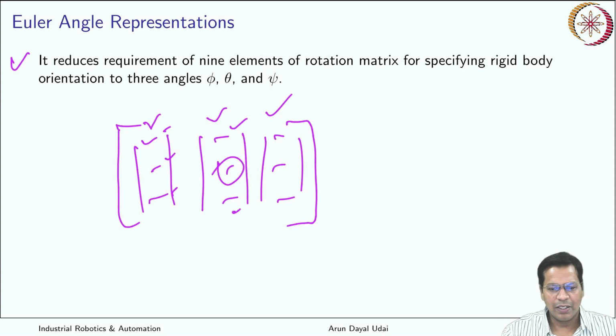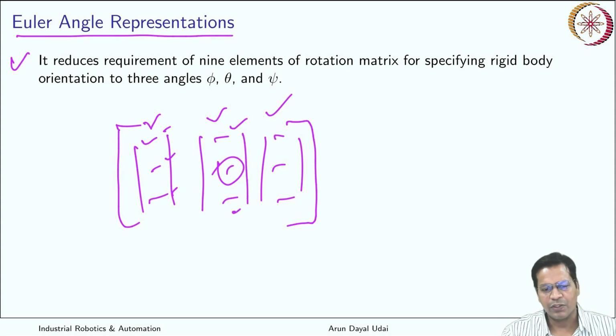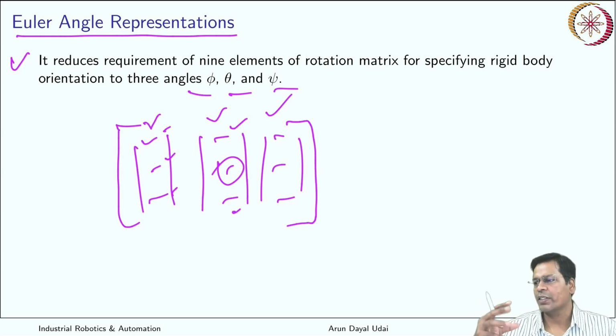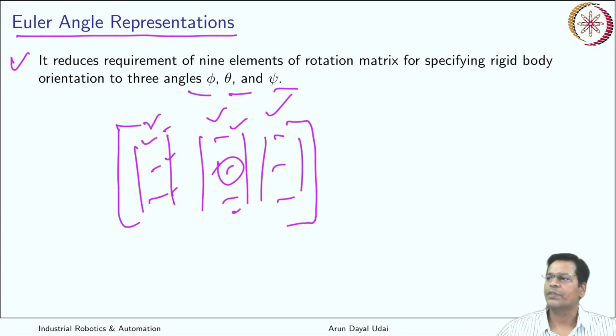So by specifying Euler angles, there are 3 rotations which are required. That is a 3 degree of freedom system. Any object, if only rotation is to be done, has 3 degrees of freedom. You know that. So yes, there are 3 rotations which are represented as phi, theta, psi. That can be done in the global coordinate system or in the object coordinate system.